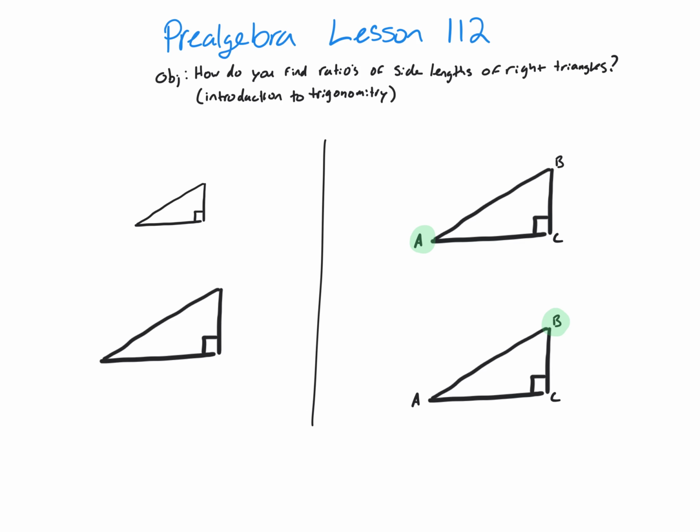What is up, Prealgebra? This is lesson 112. Objective for today is how do you find the ratios of side lengths of right triangles? Or really, this is also an introduction to trigonometry.